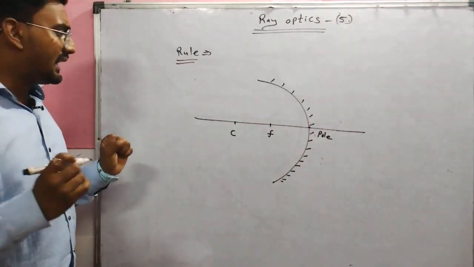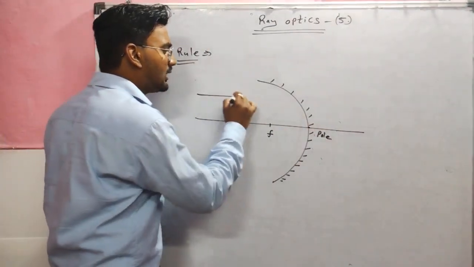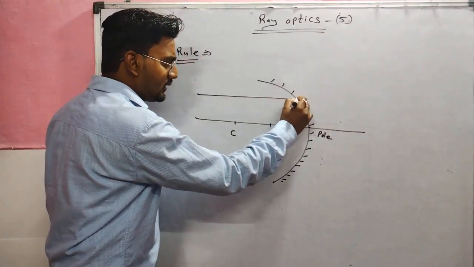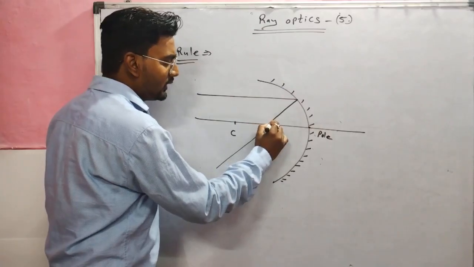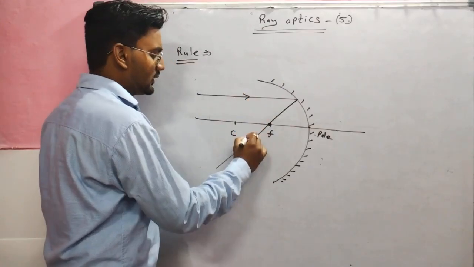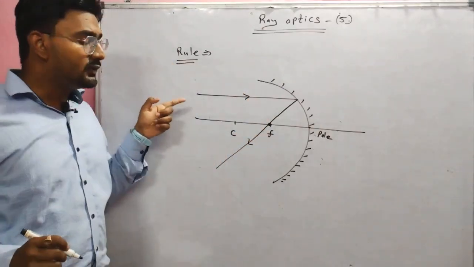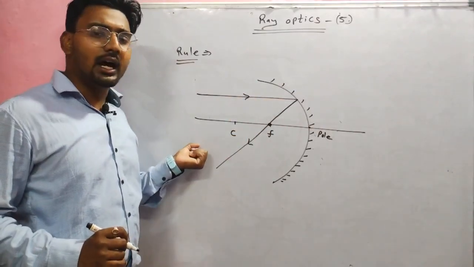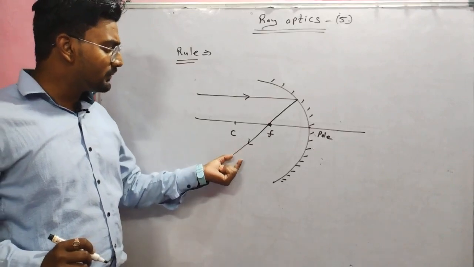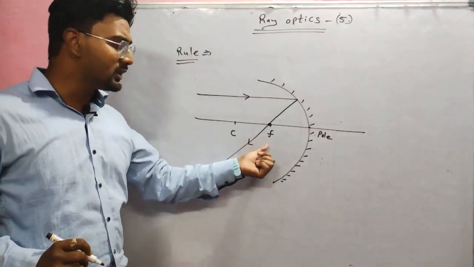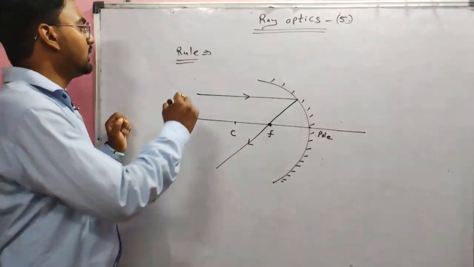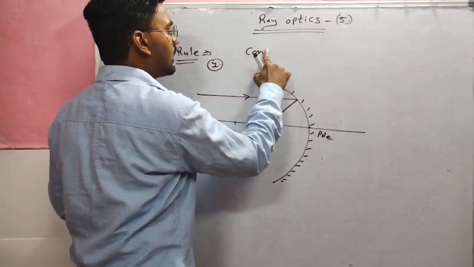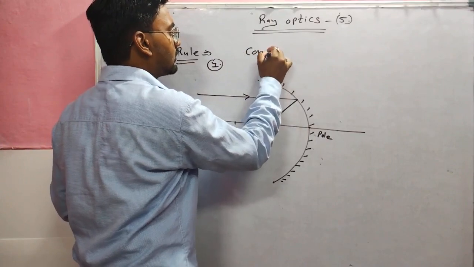When the incident light ray is coming parallel to the principal axis, then after reflection it reflects from the point which is called focus. So this is our first rule. If a light ray is incident parallel to the principal axis, then after reflection it bounces back and passes through the point called focus. This is our rule number 1. Okay, first of all we are going to discuss the concave mirror.